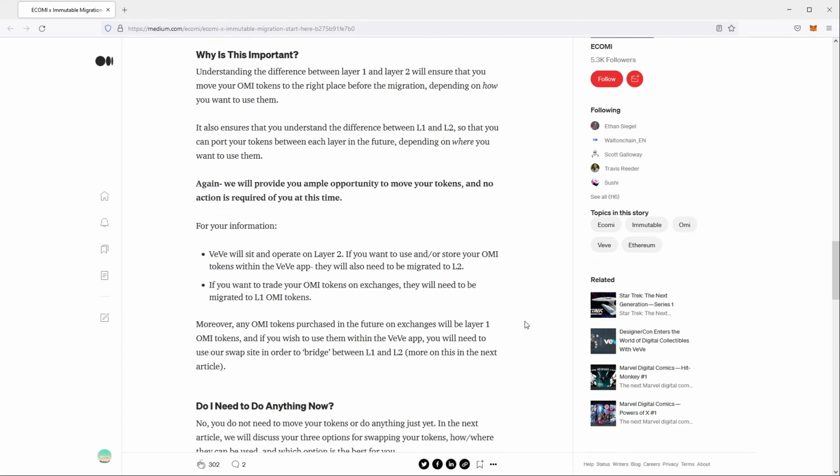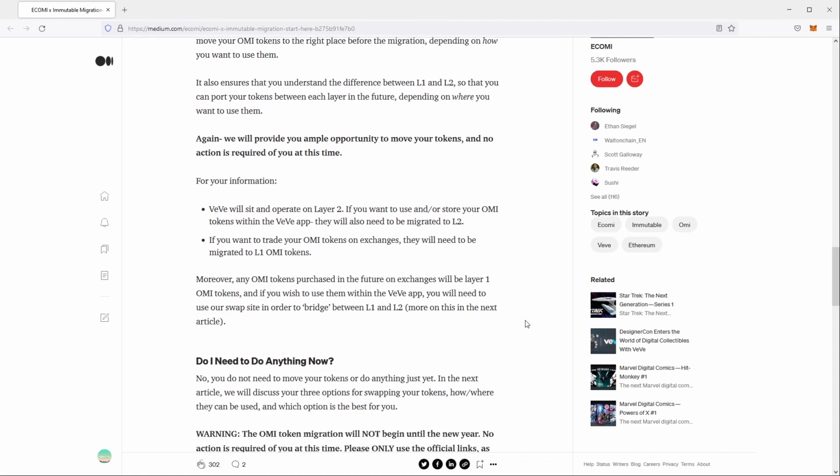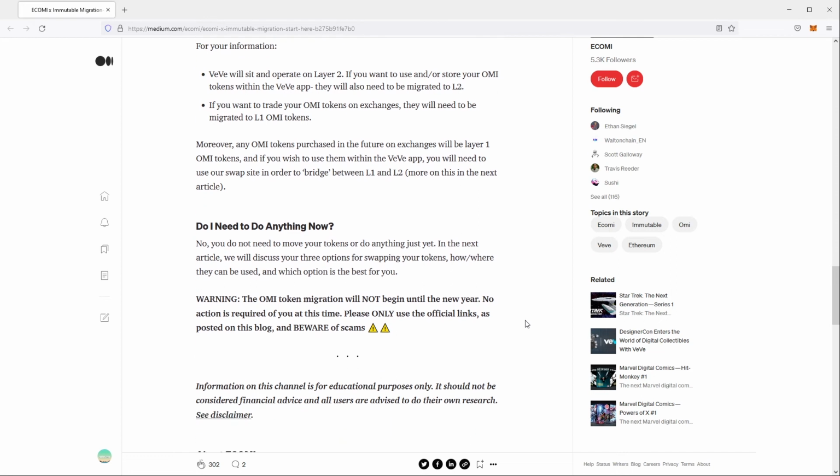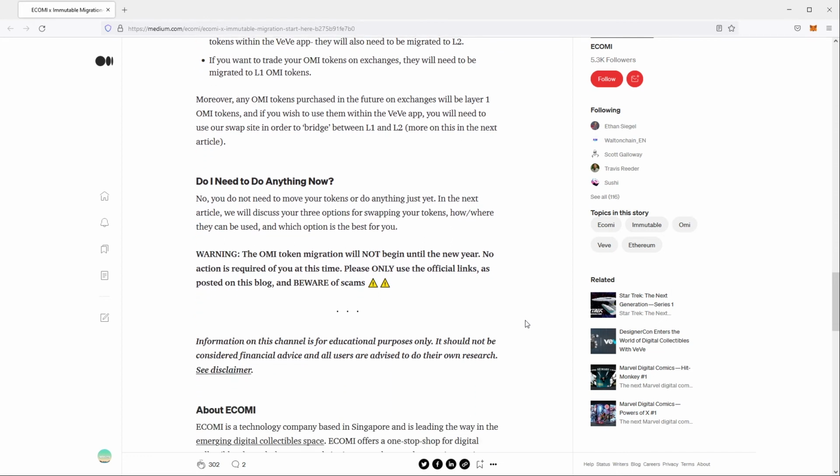So, of course, at this moment, do we need to do anything right now? No, just sit on your hands and wait. Like they said, you don't need to move your tokens or do anything. They're going to release another article and discuss three options on how we can swap our tokens, how and where they can be used, as well as help you identify which option will be the best for you.